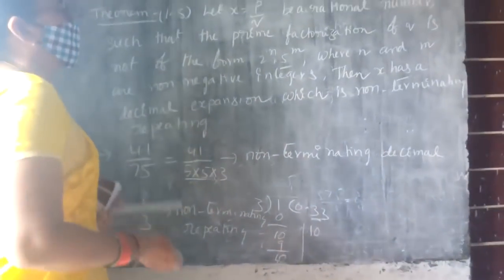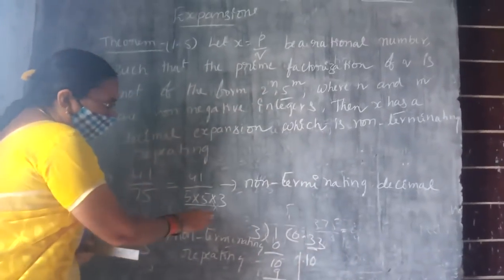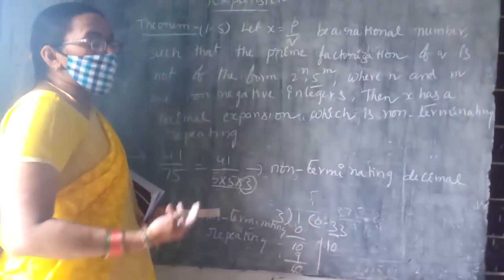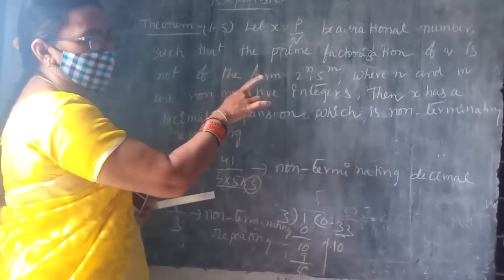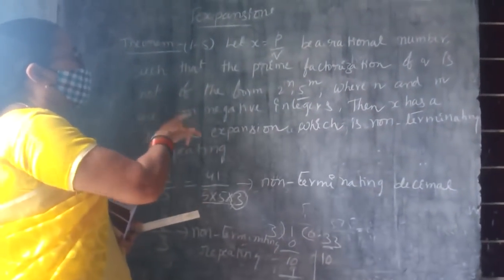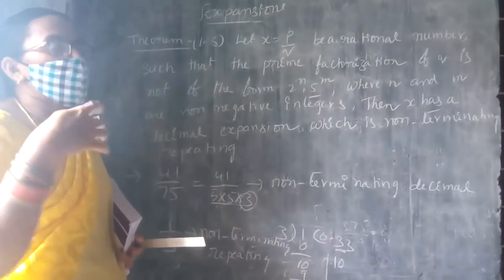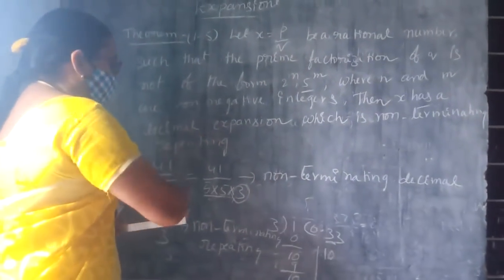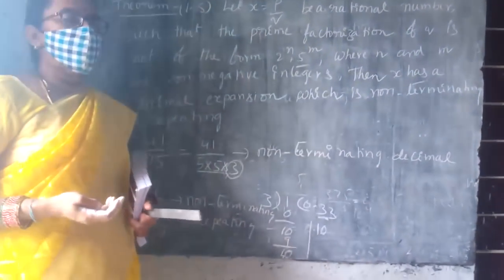What did you understand? Q is not in the form of 2 power n, 5 power m. Here another factor 3 is there. Okay? Did you understand? In the previous theorem, Q is in the form of 2 power n, 5 power m, then the rational number terminates. In theorem 1.5, Q is not in the form of 2 power n, 5 power m, and what does that mean? We have other prime factors, those are 3, 7, etc., whatever it may be. Then the number is non-terminating repeating. Okay, children? Hope all of you understood?